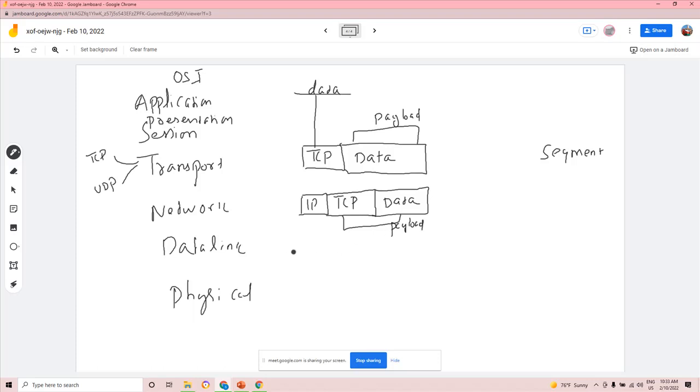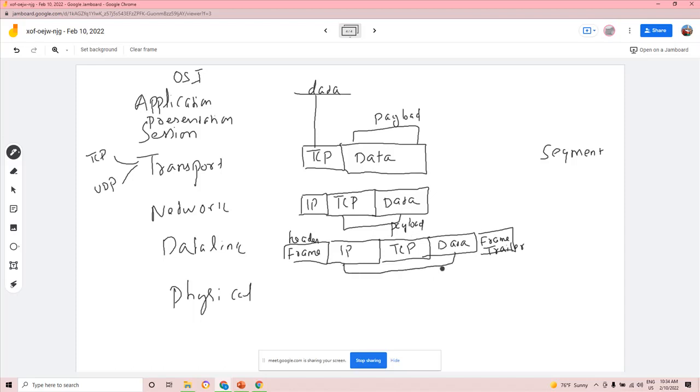When it comes to the data link layer, you have something called the frame header, then you have the IP, then the TCP, then the data, and then the frame trailer. So here this one is the payload.